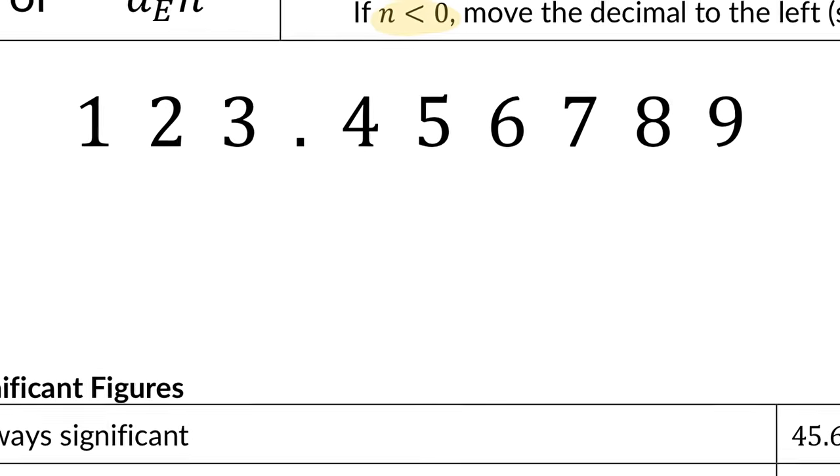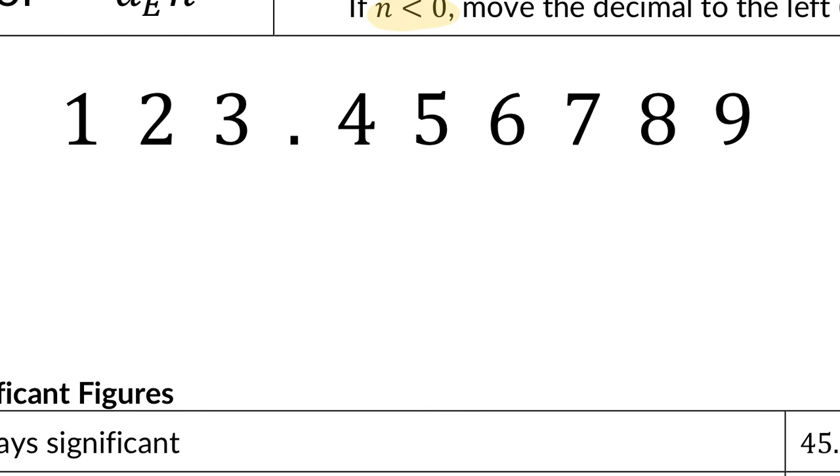So if we just write down this fake number right here, 123.4567889, let's go over the place values for each of these things. First things first, what is this place value?